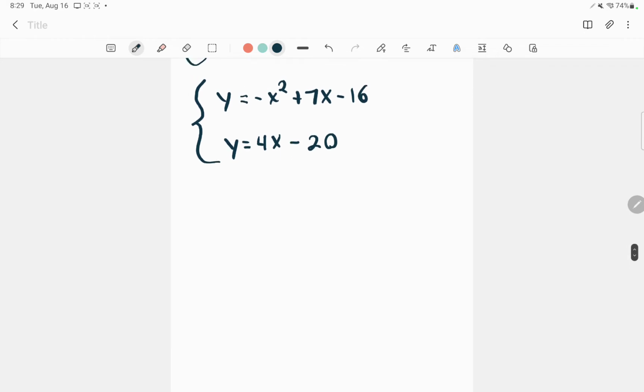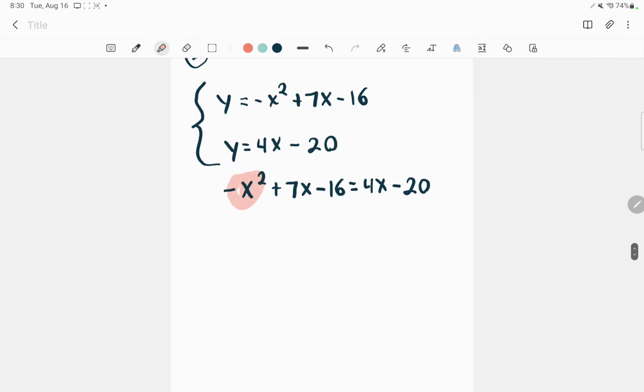I'm guessing you're back. So again, first thing I want to do, I want to put both of them together. Negative x squared plus 7x minus 16 is equal to my second equation, so 4x minus 20. Now, over here, I want you guys to look at this x squared. It's a negative. So I don't want a negative on my x squared. That's what I meant to say. I'm actually going to start with that one.